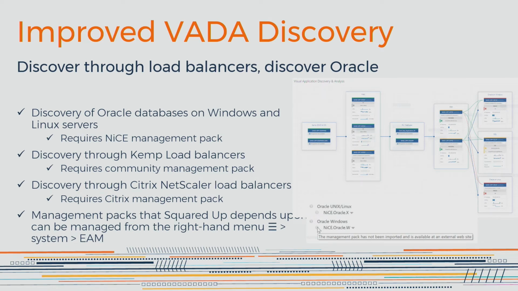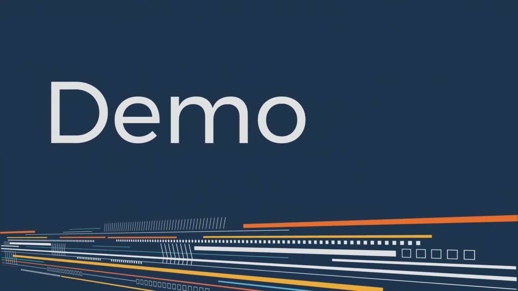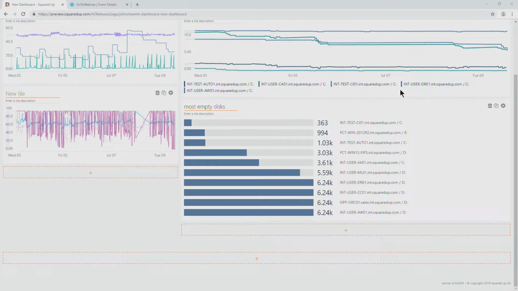I should also mention that within the Squared Up product, we now show you what our management pack dependencies are, and we'll highlight, in this example, that you don't have the management pack needed for Oracle if you want to discover those Oracle databases. So we show you within the product how to get them. So let's switch again to demo mode. We'll go back to my demo environment.